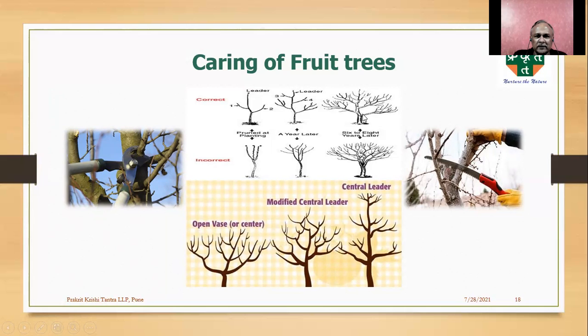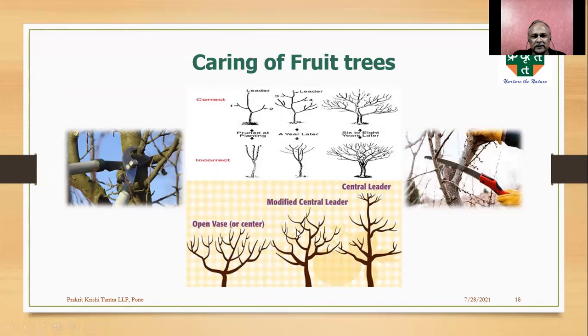One is the open vase system like this one. You can see the branches you are allowed, and then every branch you allow the second and third branch, secondary and tertiary branches, and accordingly you keep on pruning any extra branch coming up.